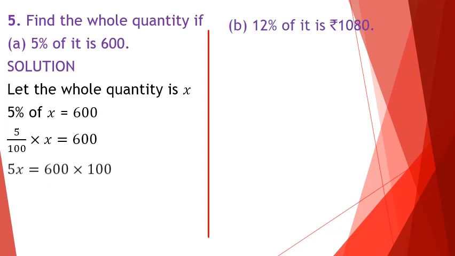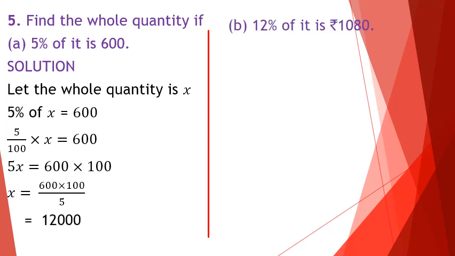So 5x equals 600 into 100, or x equals 600 into 100 upon 5. 5 and 100 can be cancelled. So in the numerator you get 20 and in the denominator it will become 1. So 600 into 20 will give 12,000. So children, you should show the cancellation over here. So in this question, the whole quantity is 12,000. That means 5% of 12,000 will be 600.